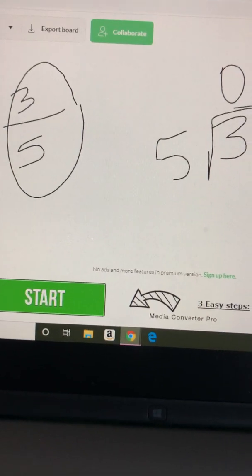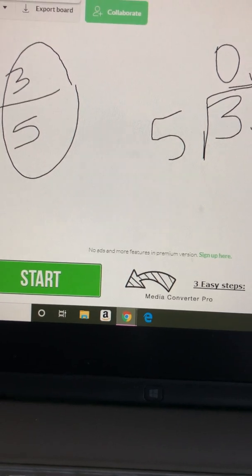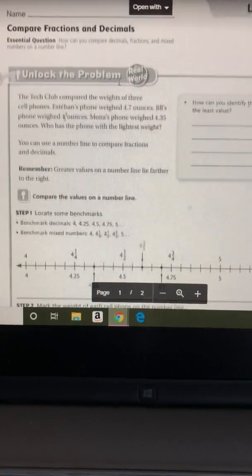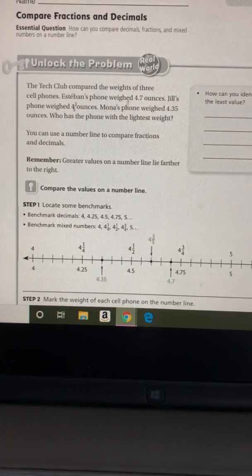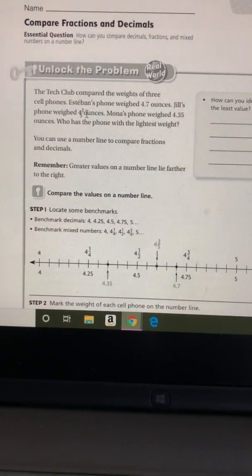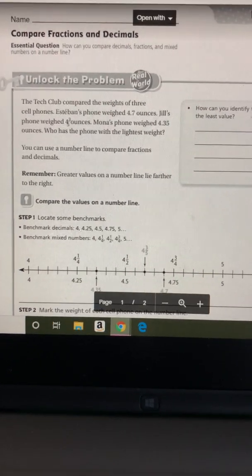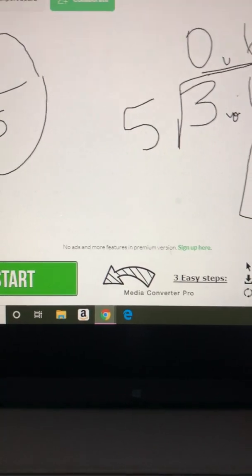So when we come back to our 6th grade lesson, to answer the question, we would say that, well, compare them. You have 4.7, 4 3/5 became 4.6, and this one became 4.35. Now, let's rewrite these decimals.